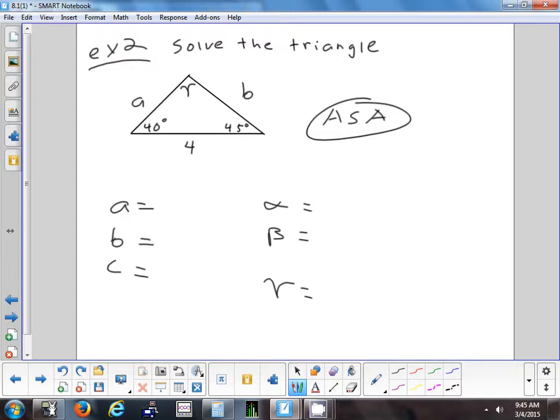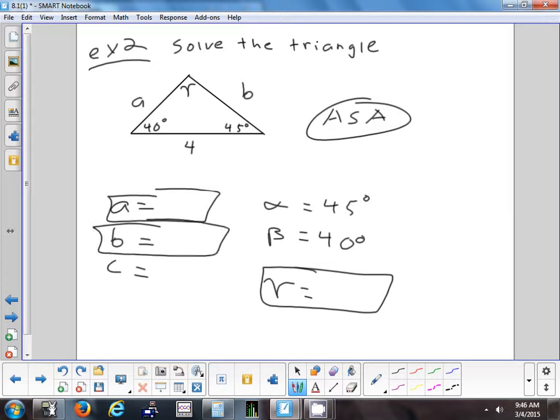We know the angle across from B. So Sam, what's the name of that angle? Beta. That's beta. We know the angle across from A. So Brian, what's the name of that angle? Alpha. Good. We don't know gamma. A we don't know. B we don't know. But C is the side across from gamma, and we know it.